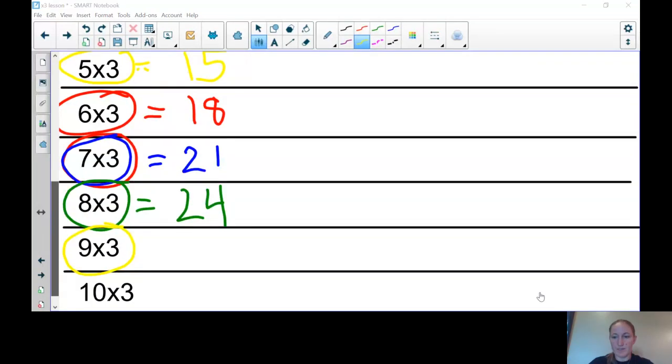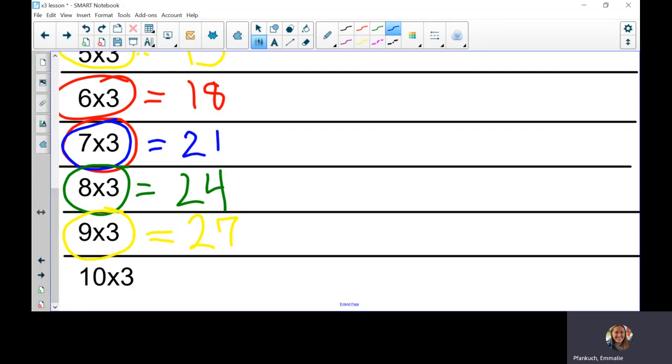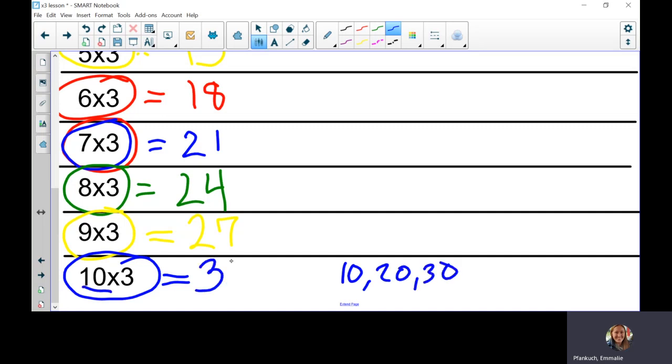Okay. So we've got a lot of the harder ones out of the way. How about 10 times 3? I love counting by tens, and while I could count by 3 all the way 10 times, I remember that I can also count by 10 3 times. 10, 20, 30, because in this case, my 10s are way easier.